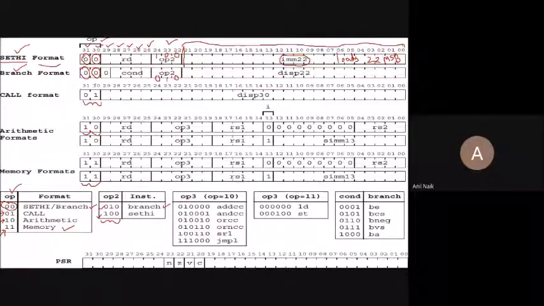So total 32 bits. Then comes the branch format. In the branch format, the first 2 bits 00 indicate branch. Then the 29th bit is also 0 here. So it is fixed. Bits 29, 30, 31, these are reserved to 0. Then the condition, which means which type of branch instruction it is. Here you can see the condition table.